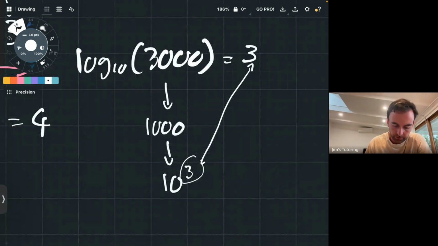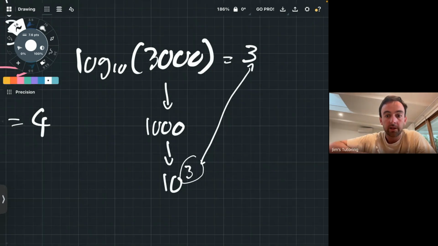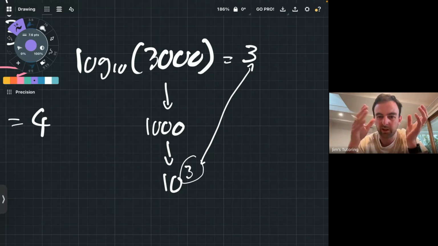And I find this is good because if you had something like 8,000, you're going to round it up to 10,000 and then get a different answer. So I think that's just a nice little way to handle a log if you have all these not clean numbers, if you will.